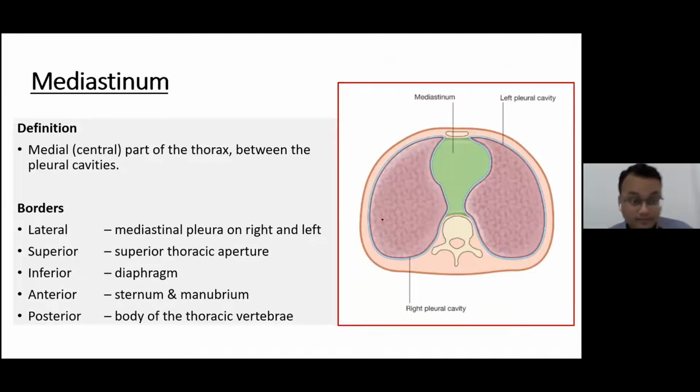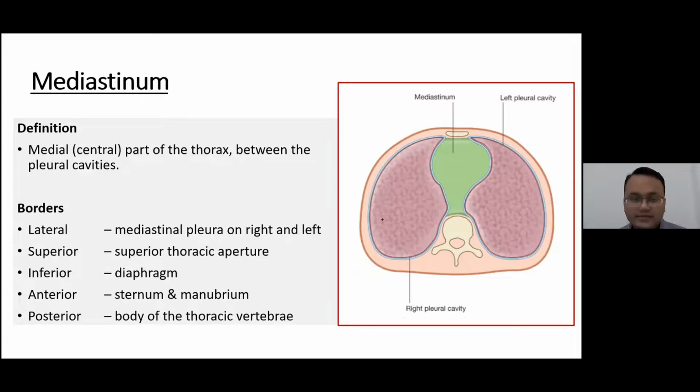Right. Now we're going to talk about the mediastinum. Just now earlier, I defined the mediastinum. I said that this is the area that lies centrally, the central part or the medial part of the thorax. Laterally, right and left, you have the lungs and the pleural cavity. Now we have in the center the mediastinum itself.